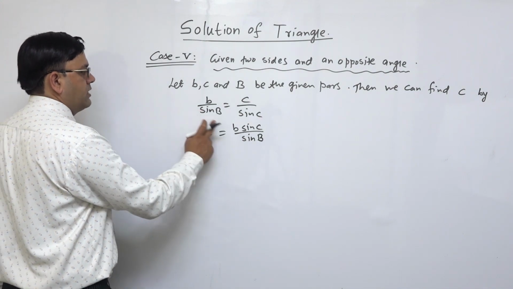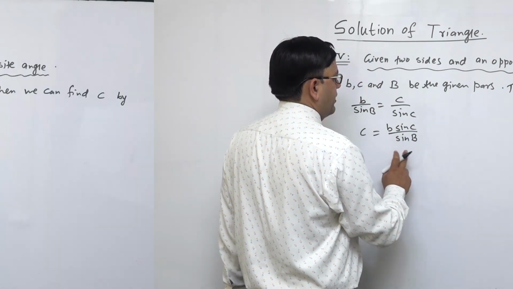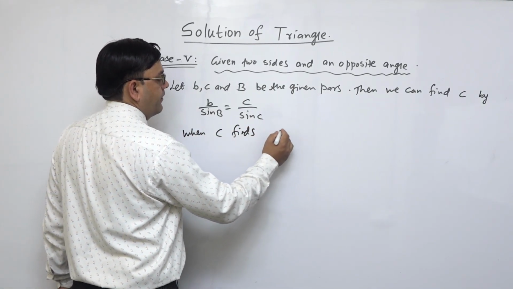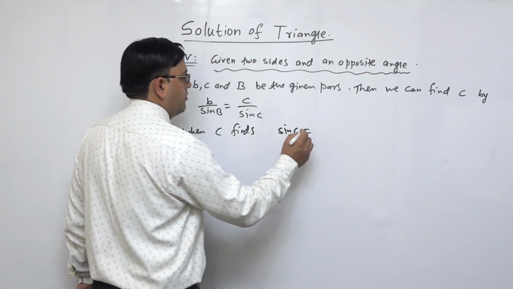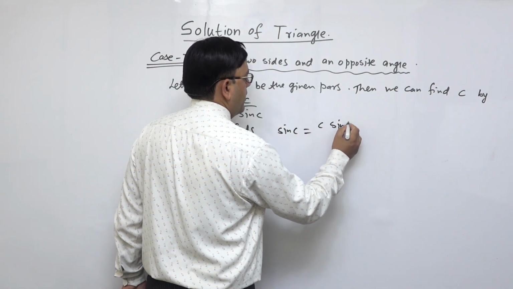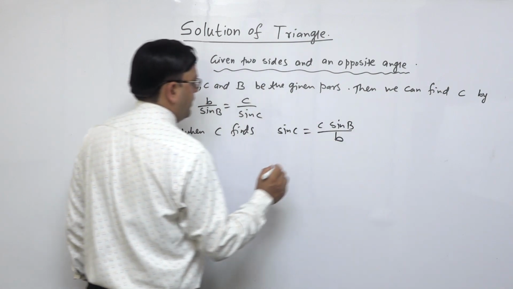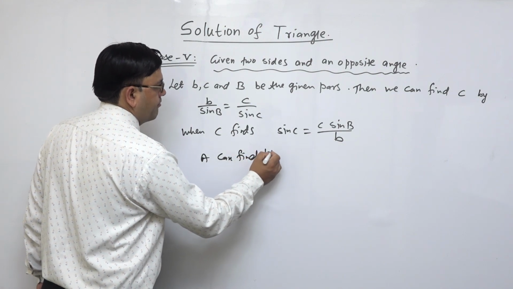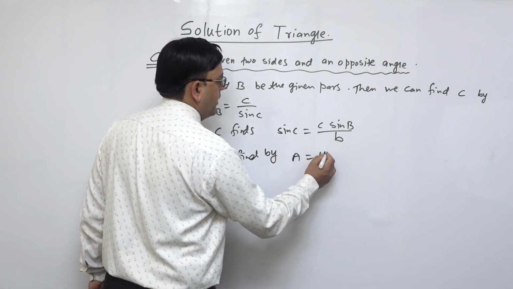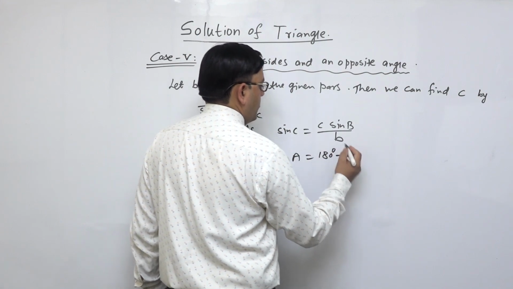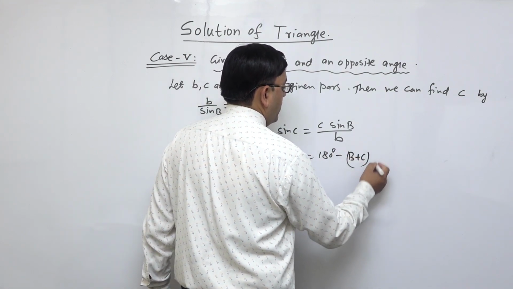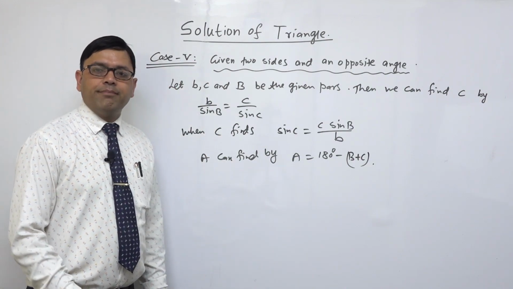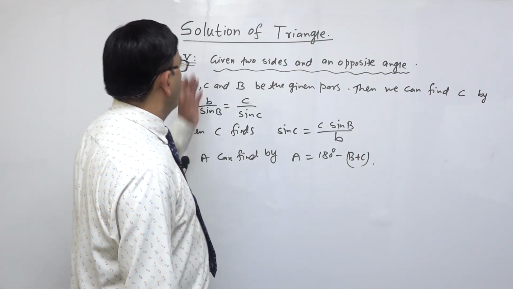Here C is equal to B sin C by sin B. When C is found, then sin C is equal to, we can write, C sin B by B. And then again A can be found by A is equal to 180 degree minus B plus C. In this way we can solve the triangles, and this is about the 5 different cases of solution of triangle.